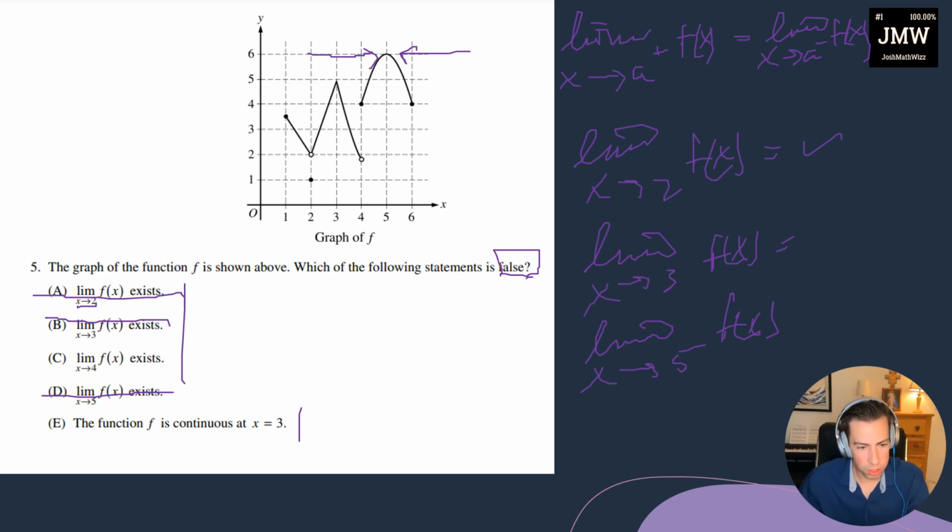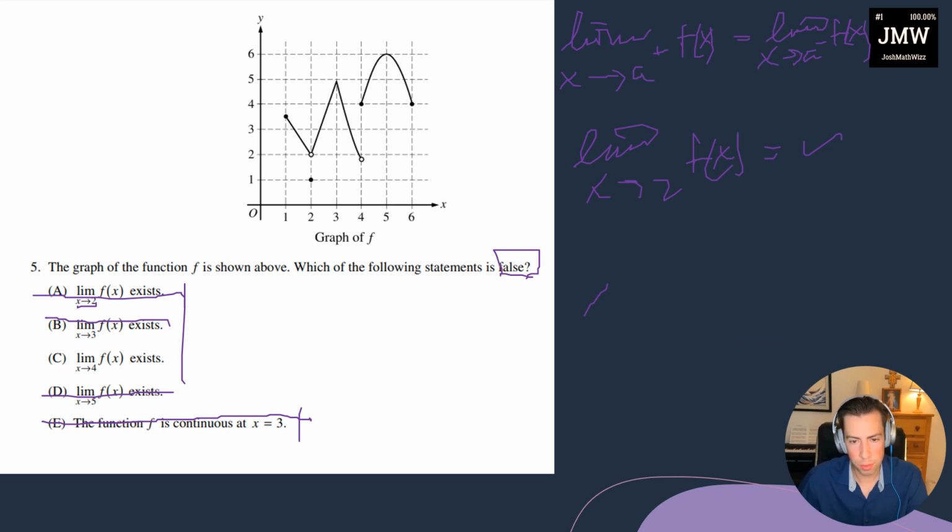Okay, the function is continuous at x equals 3. Again, when x equals 3, we're looking at this sharp point right here, and because there is a point there, there's not a hole or anything, it is continuous. Now, it's not differentiable. Remember, the sharp turns are not differentiable, but they are continuous. So this is not what we're looking for. That leaves us answer choice C, but let's go ahead and look at that for a second.